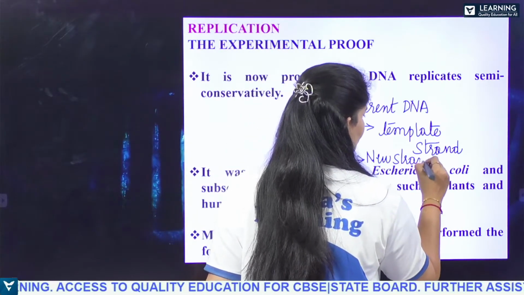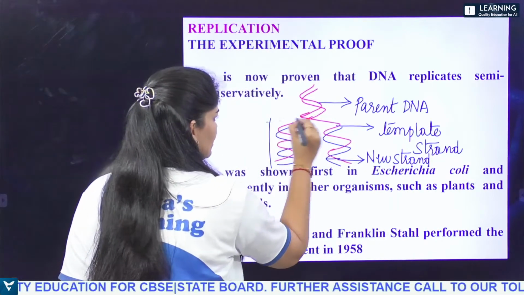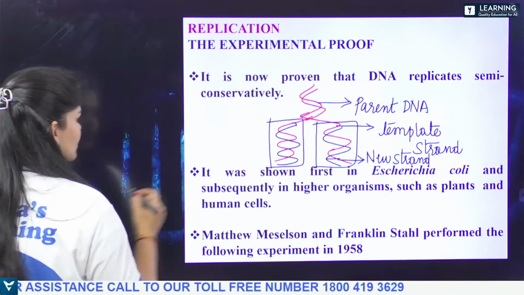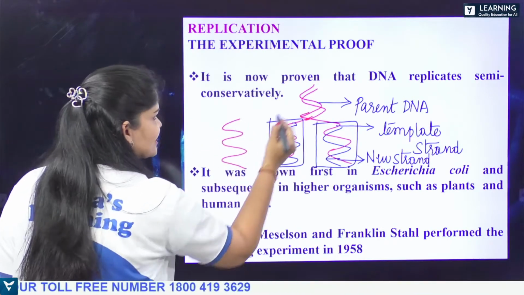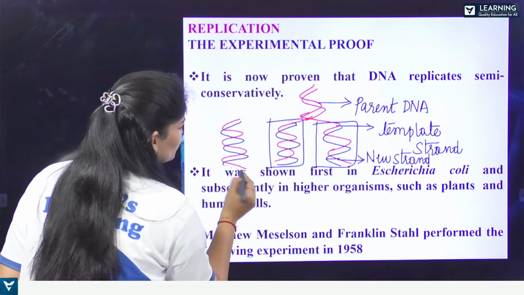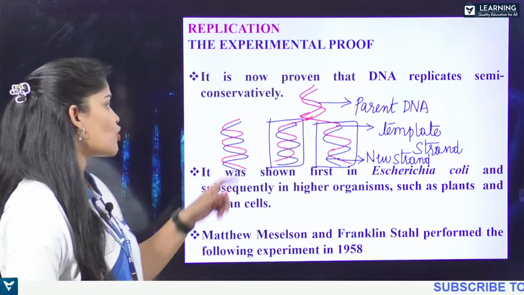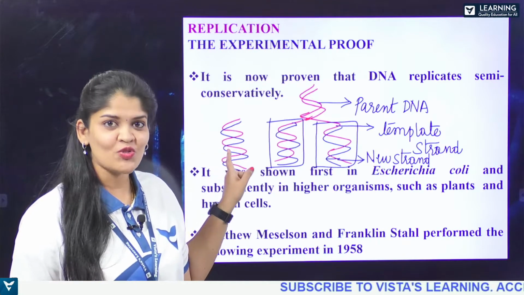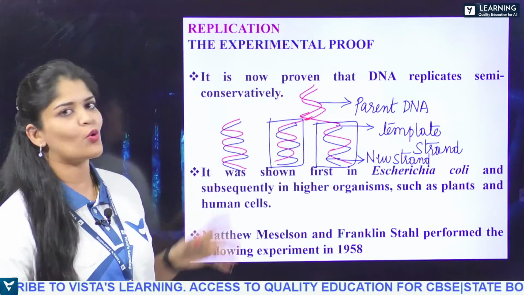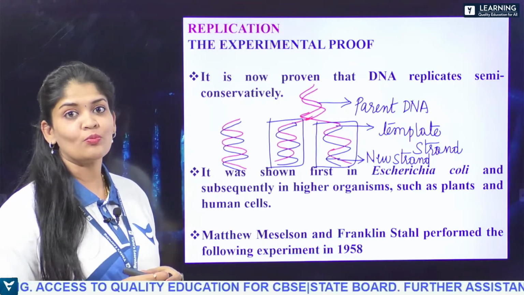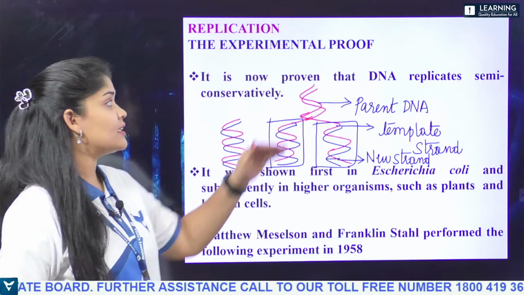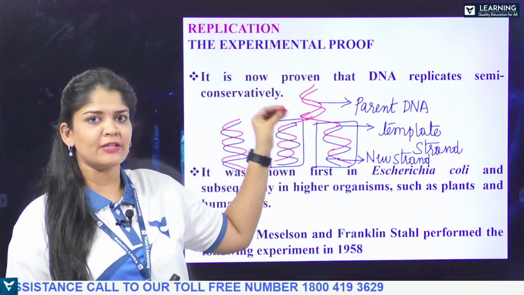So if you consider daughter DNA, we have one strand coming from its parent DNA and the other strand which is newly synthesized. Because one of the strands is conserved, that is what we call the semi-conservative mode of DNA replication. Now, it is proven that DNA replicates in a semi-conservative mode.